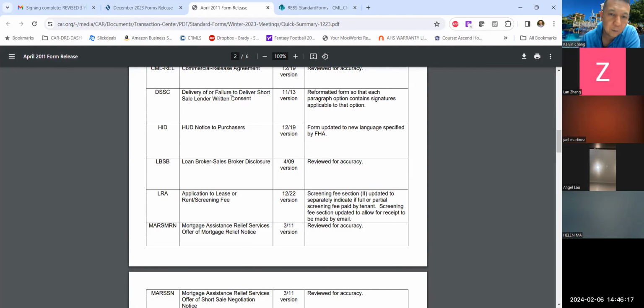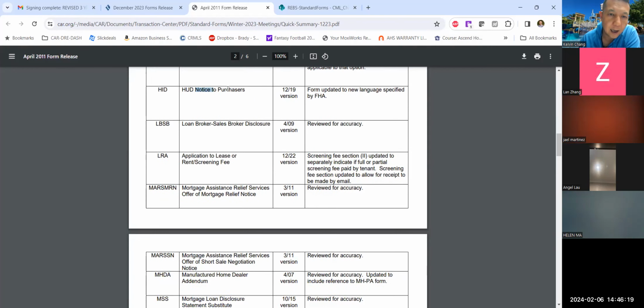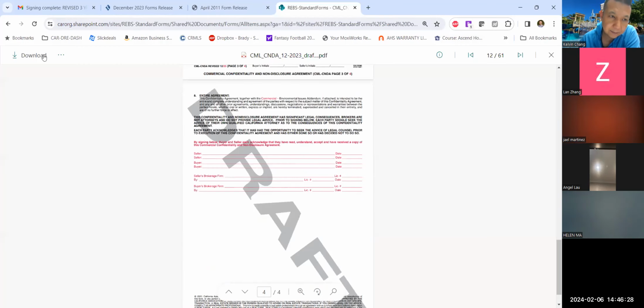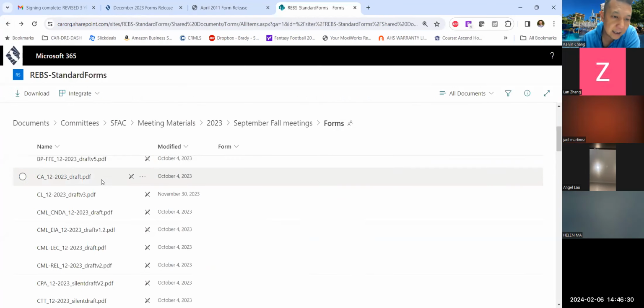We're not going to talk about short sale or HUD notice to purchasers. Sure, let's talk about HUD notices to purchasers. That's form HID. Okay, so let me go back into HID.